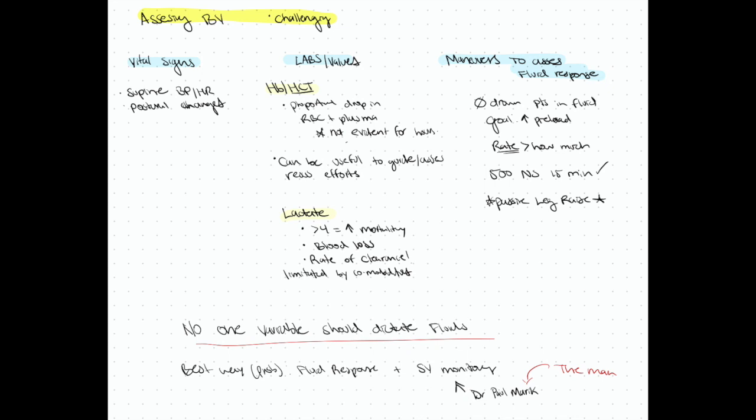So a key point here is that no one variable should be the sole determinant of fluids. Some have more sensitivity than others, but you want to look at the whole picture. Right now, the best way to assess blood volume is to do a fluid challenge and see how the hemodynamics change. Invasive hemodynamic monitoring via arterial line becomes really important in these patients.